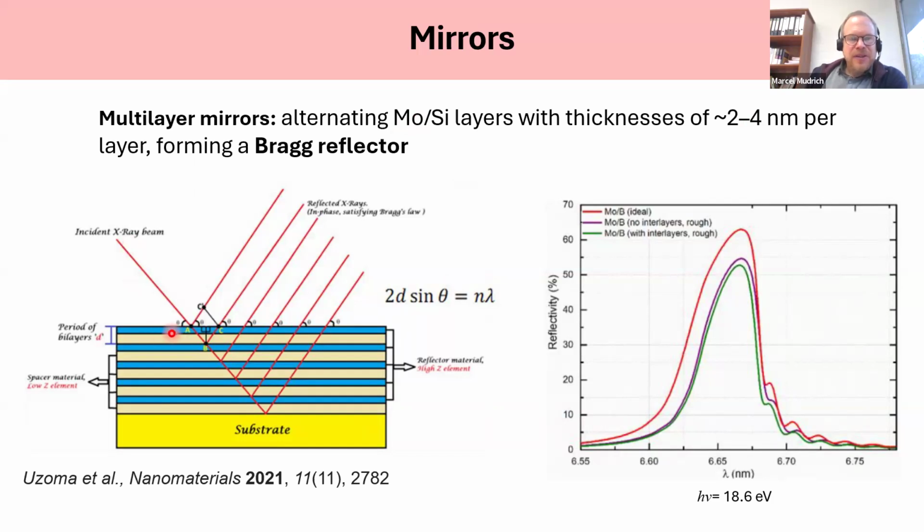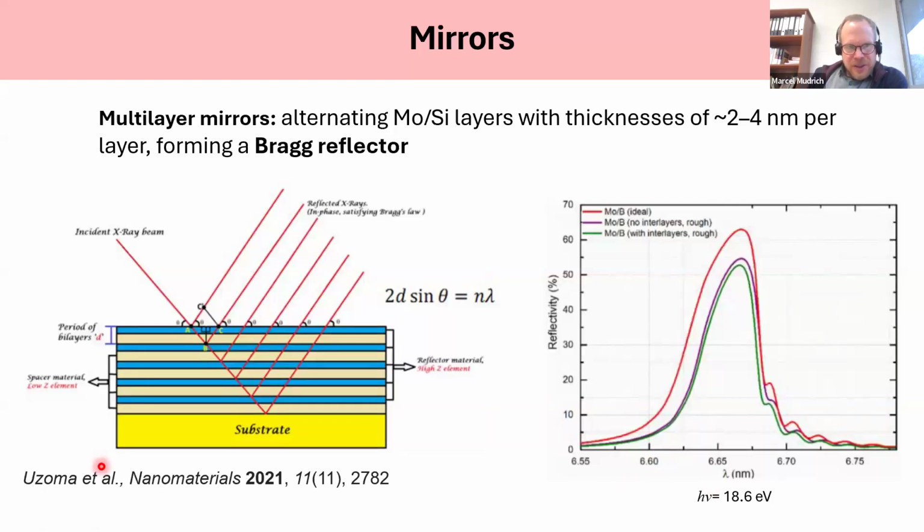At the interfaces between these layers, we get some reflectivity, and then by making such a stack of these interfaces, we can exploit interference of the reflected rays, and we can exploit the Bragg condition for constructive interference of these partial rays to achieve rather decent reflectivities in a narrow range of photon energies.